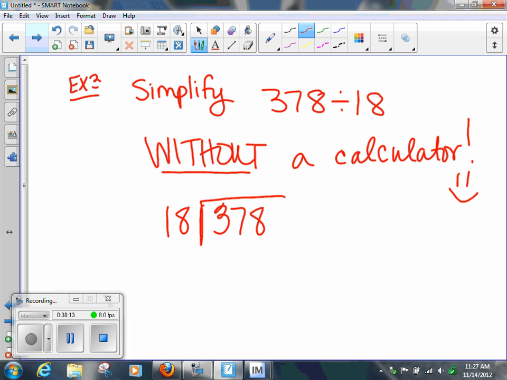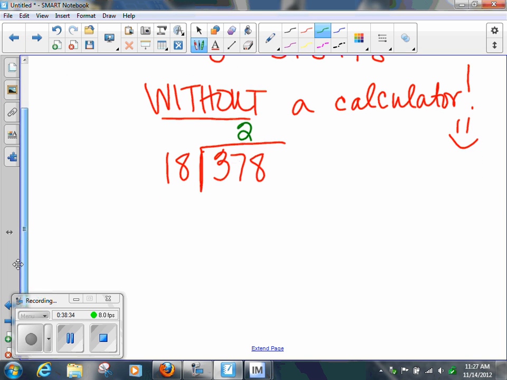378 is our dividend. 18 is our divisor. But how do I figure this out? 18 goes into 37 how many times? Twice. And this is what you have to watch, the process. Then 2 times 18 is 36. 37 minus 36 is 1. And then what? Bring down the 8. 18 goes into 18 one time.